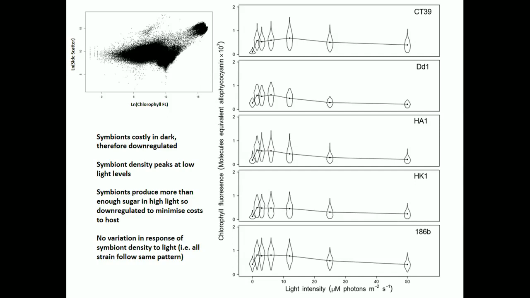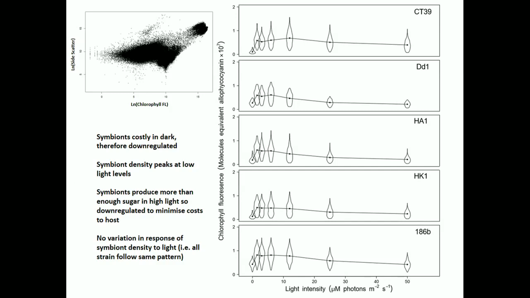In these graphs, you can see a whole bunch of different light intensities and the distributions. These are violin plots. They're like histograms, distributions flipped around in the vertical. And you can see that within a population, you get quite a lot of variation in the symbiont density, but that it still follows the same pattern which we saw in the previous paper. So in the dark, they have the lowest symbiont densities per cell.